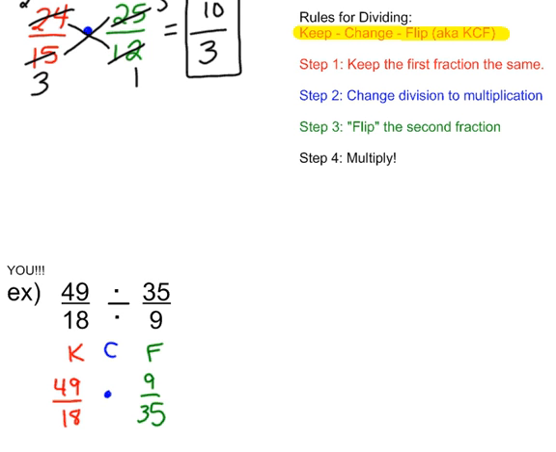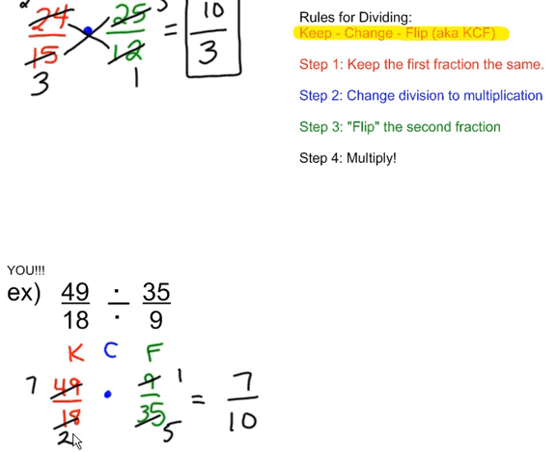Here is my keep, change, flip. I'm going to do the multiply process next. Once again, I used the cross-cancel method. 49 and 35 are both divisible by 7. 49 divided by 7 is 7. 35 divided by 7 is 5. 9 and 18 are divisible by 9. 9 divided by 9 is 1. 18 divided by 9 is 2.